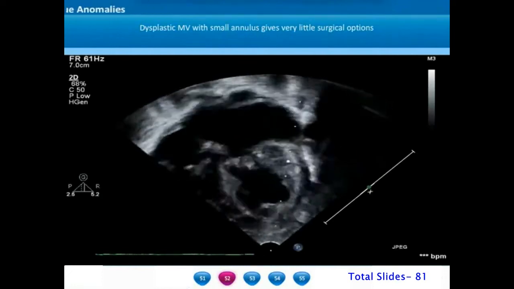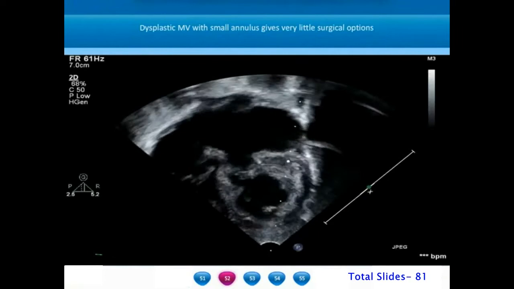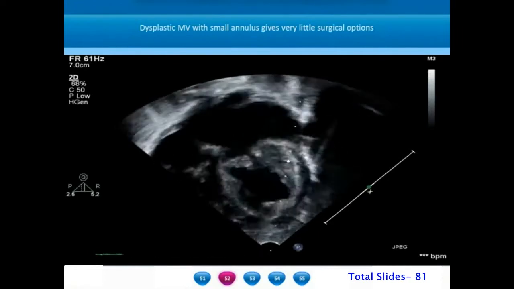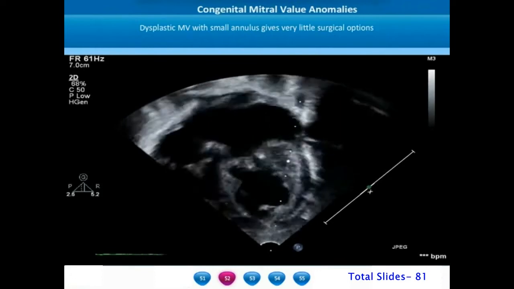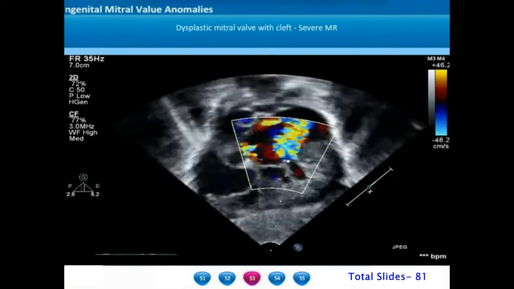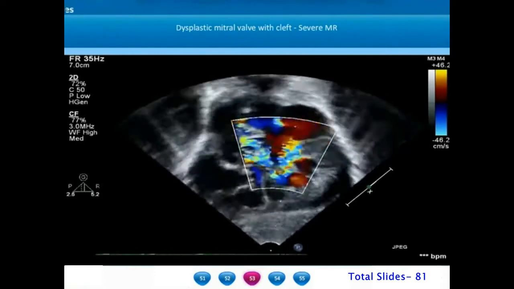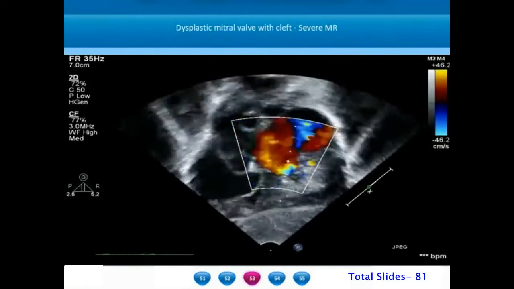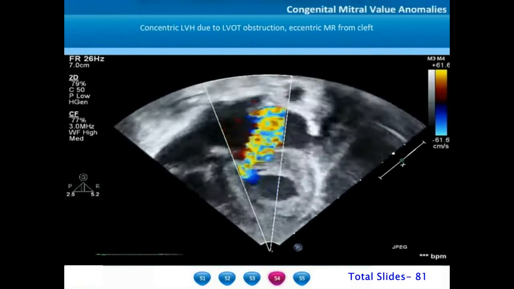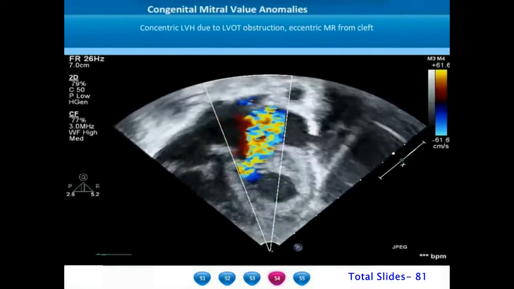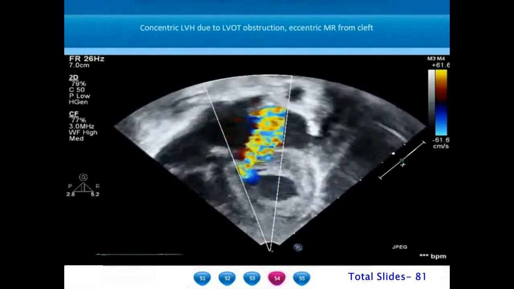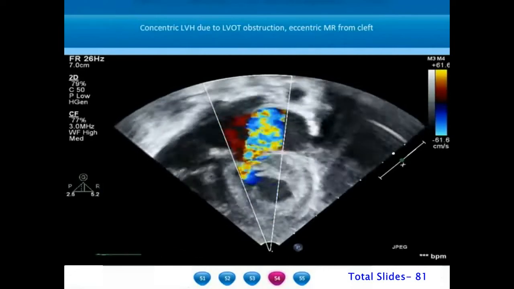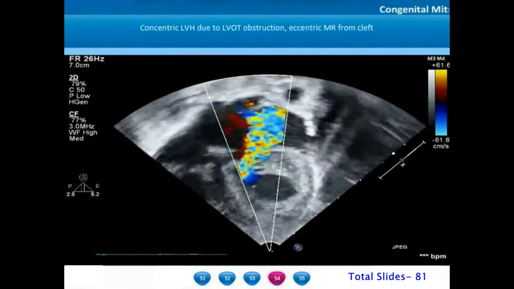On the apical four-chamber view, we can appreciate that the mitral valve annulus is very small, the leaflets are extremely dysplastic and thickened and cause a combination of mitral stenosis and regurgitation. The florid severe mitral regurgitation and a dilated left atrium is appreciated on this modified subxiphoid view taken in a coronal plane. Since the dysplastic mitral valve is associated with left ventricular outflow tract obstruction, there is a significant left ventricular hypertrophy and the mitral regurgitation gets augmented due to the presence of left ventricular outflow tract obstruction.